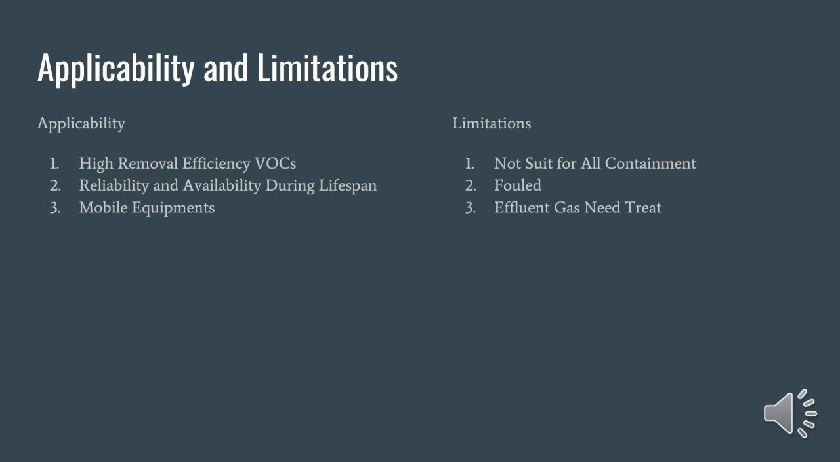On the other hand, the disadvantages of the air stripping method are also obvious. First, it cannot handle all types of pollution. And secondly, when the water quality does not meet the standard, it will cause blockage and cannot be used. The gas emitted based on the principle of the equipment needs to be treated as well.